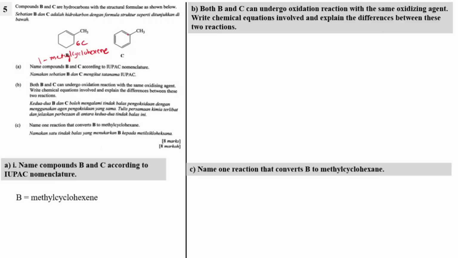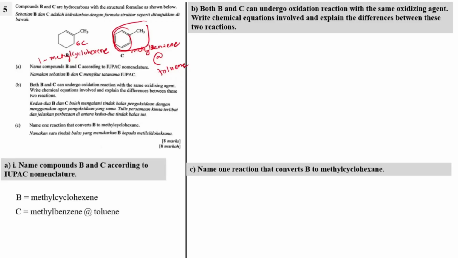And for C, you're going to have a benzene ring. So benzene, and then you're going to have a methyl group. So it's going to be methylbenzene, or the whole structure here will have a special name known as toluene. So for C, it's either methylbenzene or you can write it as toluene.